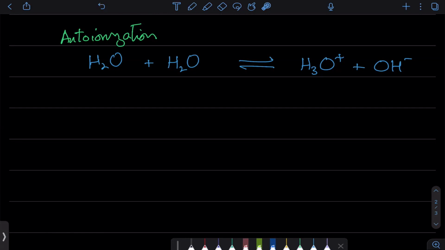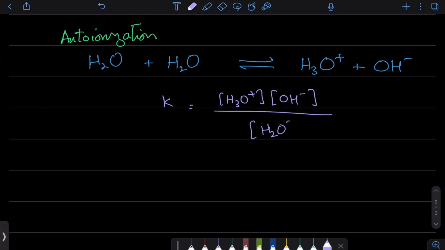So let's try to see what happens. Let me just write the equilibrium constant for this. I'm going to get H3O positive here, the concentration of that, times the OH negative concentration, divided by H2O's concentration, and there's two of them.